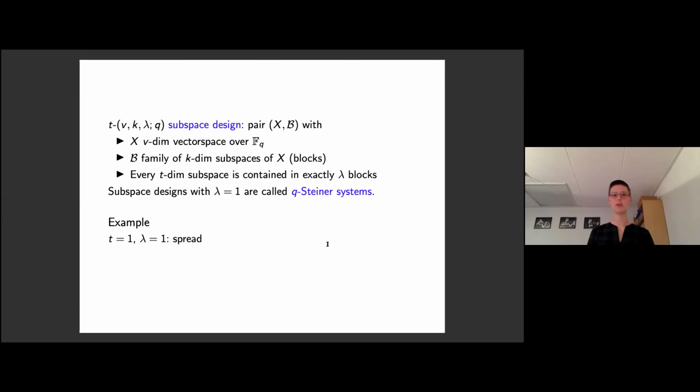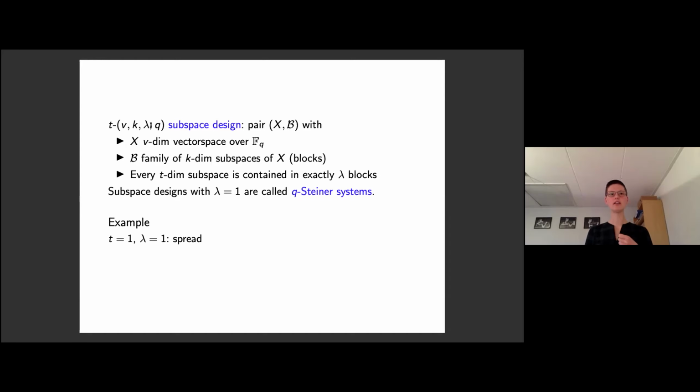This thing is called a subspace design, and it gets another parameter added, which is now the size of the field. And its definition is exactly as what you would think it is. Instead of a finite set, we now have a finite vector space of dimension v. We take a family of k-dimensional subspaces. These are the blocks. And we say that every t-dimensional subspace of X is contained in exactly lambda blocks of B. And again, if lambda is equal to 1, these things are called q-Steiner systems.